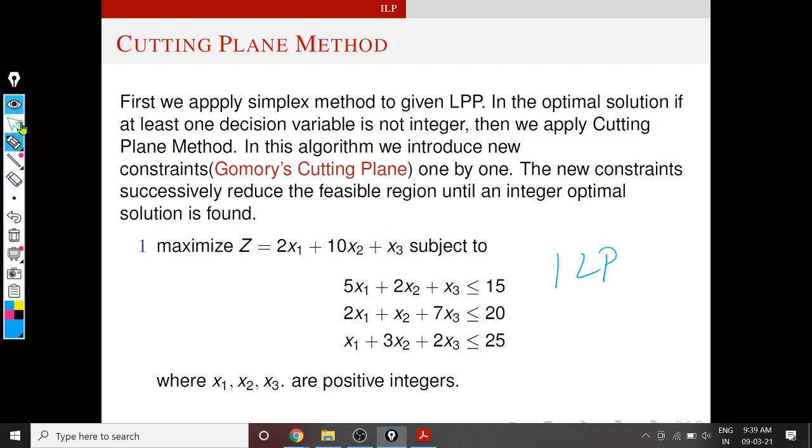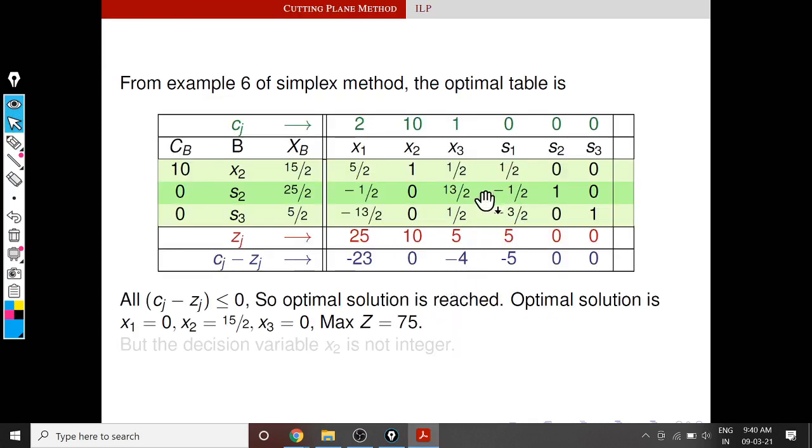How to solve this problem? The method is, first we solve this problem using our usual simplex method. You can use any of the simplex methods. We have already discussed this problem, example 6 of our simplex method. So this is the optimum table of that simplex method.